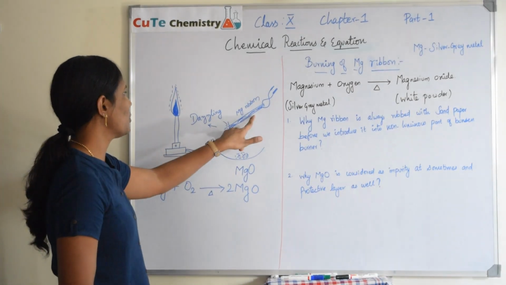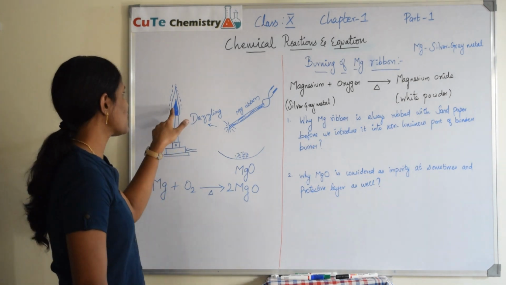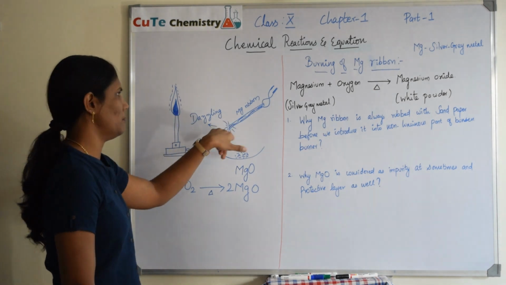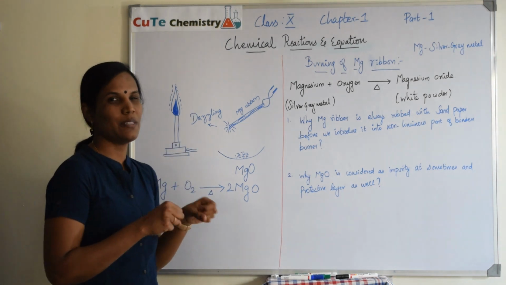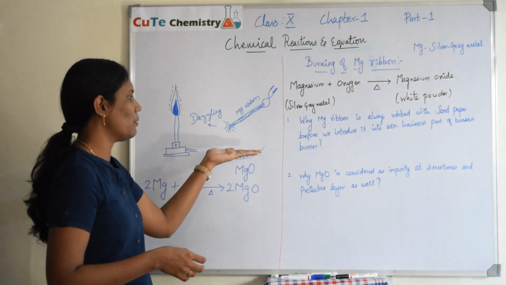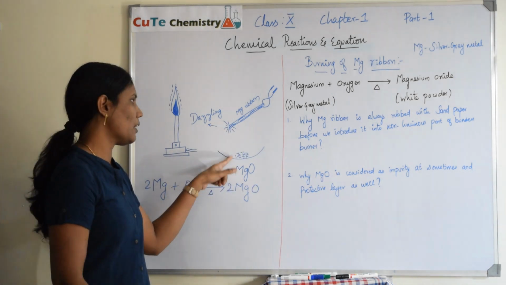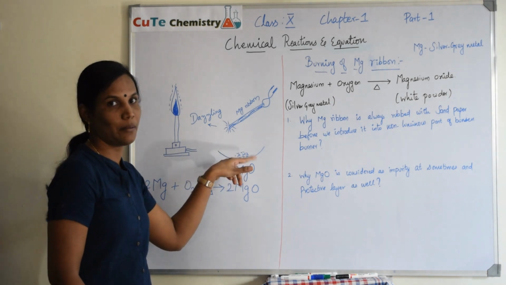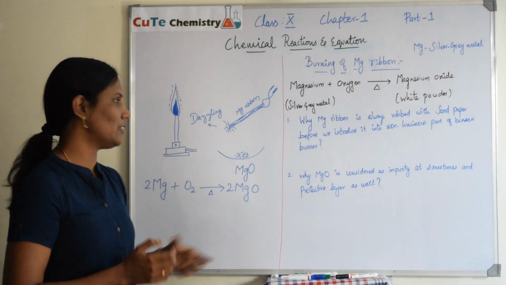Now we will introduce this magnesium ribbon to the non-luminous part of this flame. Once we start to heat up this magnesium ribbon, we can see a dazzling light, which means a bright light will be coming out. Once it starts, we can keep a watch glass so that we can collect this magnesium oxide powder. Here what we have collected is the product, which is nothing but magnesium oxide.